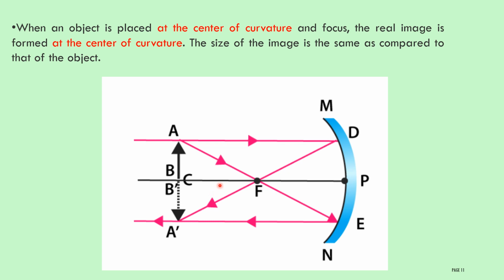Once again, this is the second important law here. If any ray passes through the principal focus, then after hitting a reflecting surface, it will be reflected back parallel to the principal axis. Therefore, this ray ADF will meet at A dash. Then AFE, this also will meet at A dash. Both the rays will meet at A dash. Then after extending this, you will get A dash, B dash, which is the position of the image.